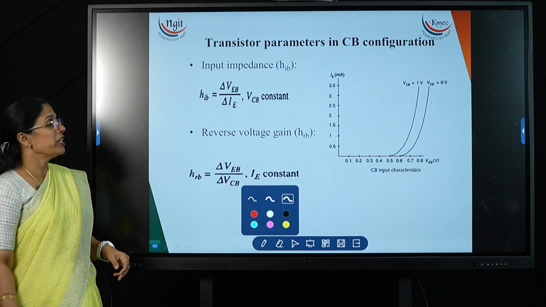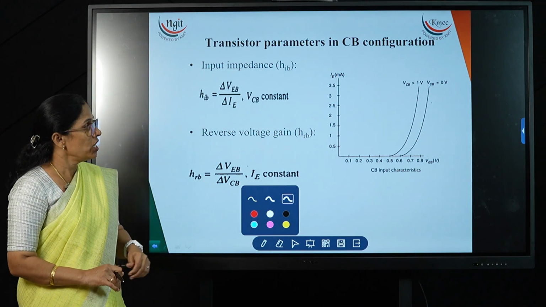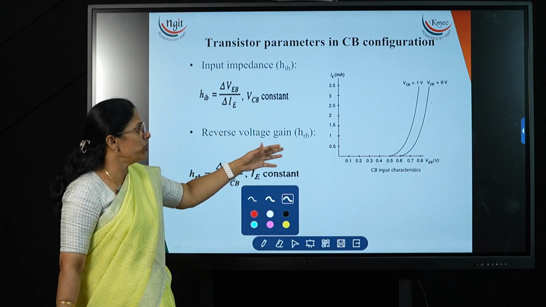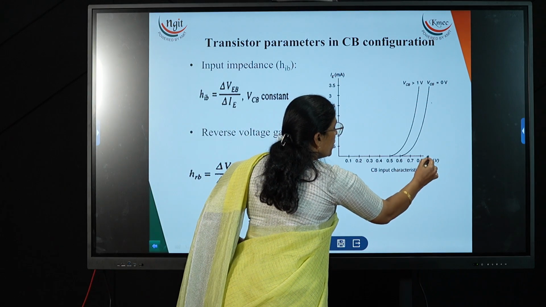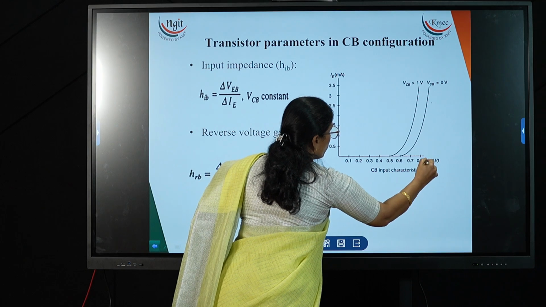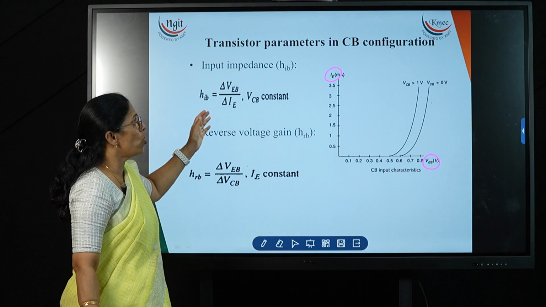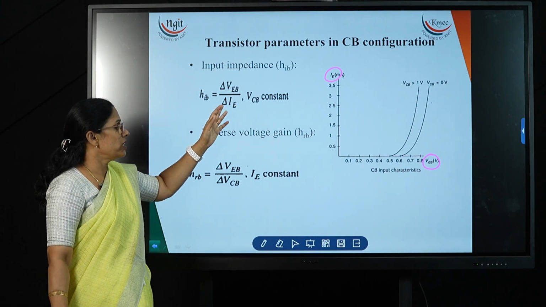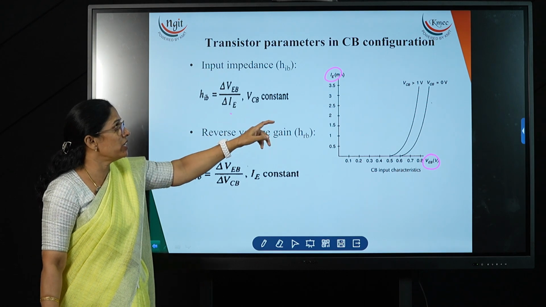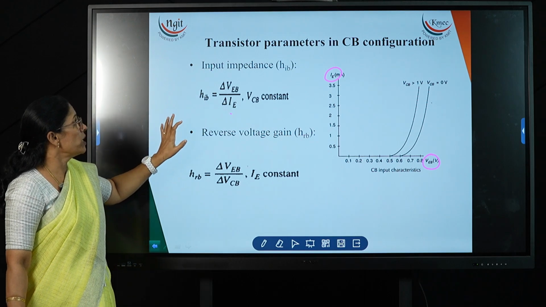Now here, input impedance is the ratio of change in input voltage to change in input current. From the input characteristics we can calculate these two. VB is the input voltage, and IE is the input current. If we take the ratio of change in input voltage to change in input current, by keeping the output voltage VCB constant, then we get the input impedance.